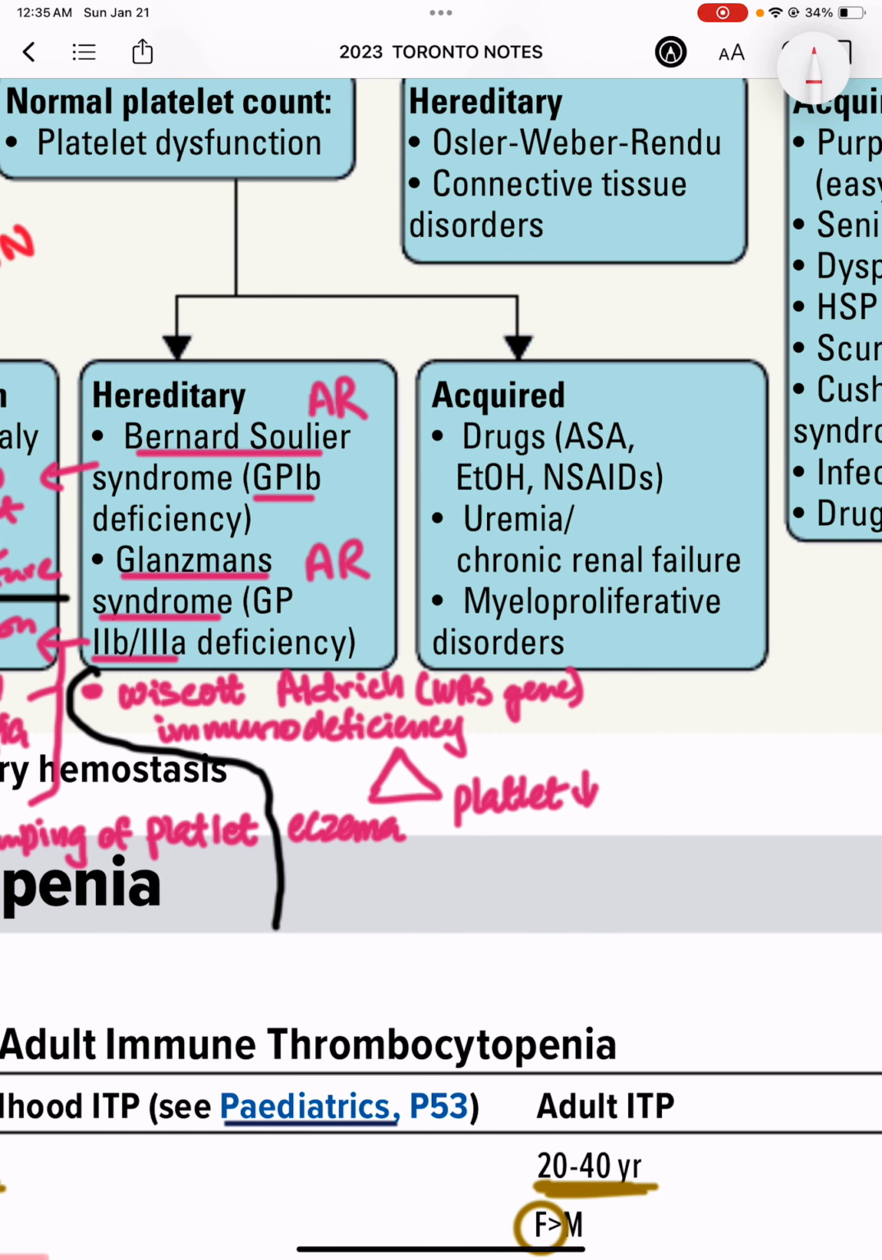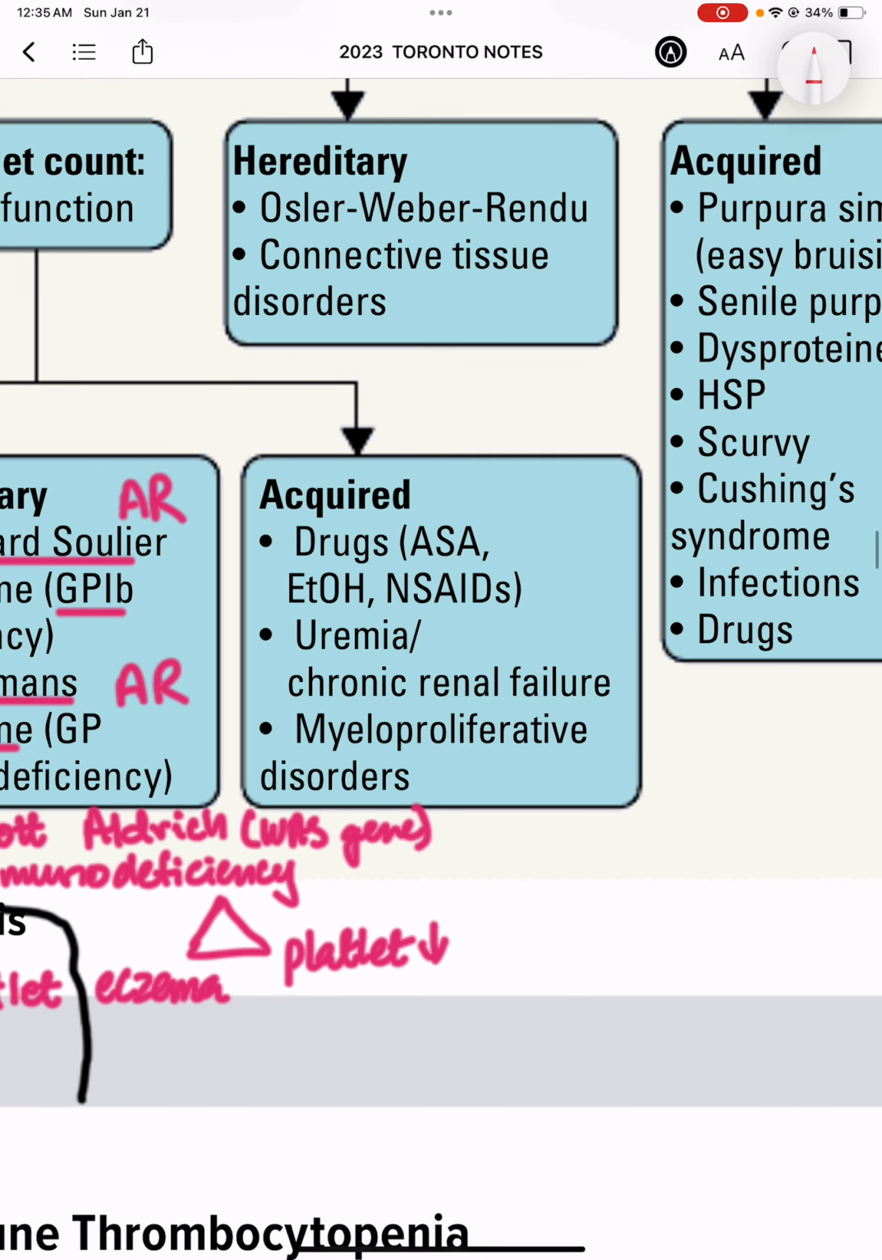There's one more hereditary one, which is called Wiskott-Aldrich. There's a problem in the WAS gene, and it presents with immunodeficiency, eczema, and decreased platelet activity. So the quality of the platelet is decreased, so the function of the platelet is decreased. This is the Wiskott-Aldrich triad of immunodeficiency, eczema, and decreased platelets.